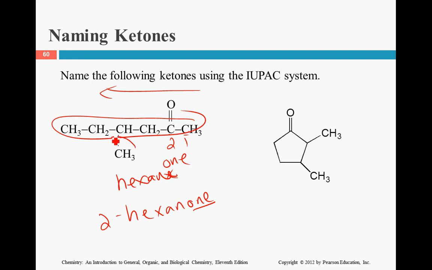We have one thing that's not accounted for, and that's methyl. So 1, 2, 3, 4. 4 methyl, 2 hexanone. Alright, for the next one, we have cyclopentane here.